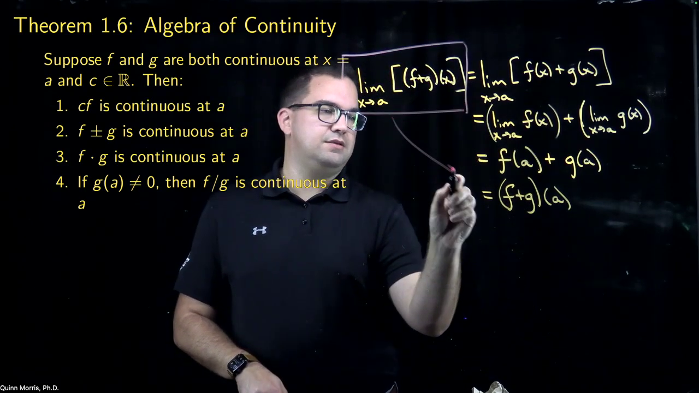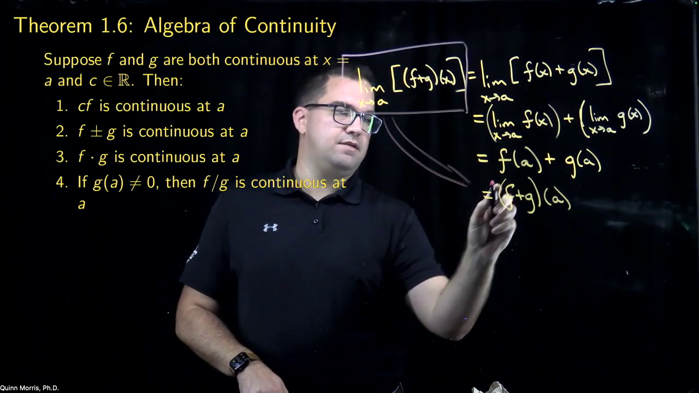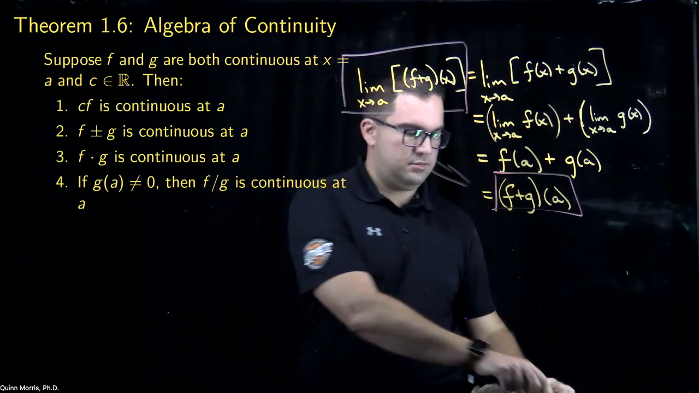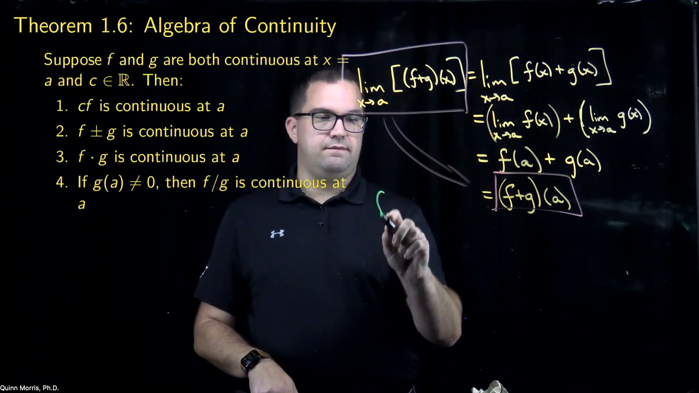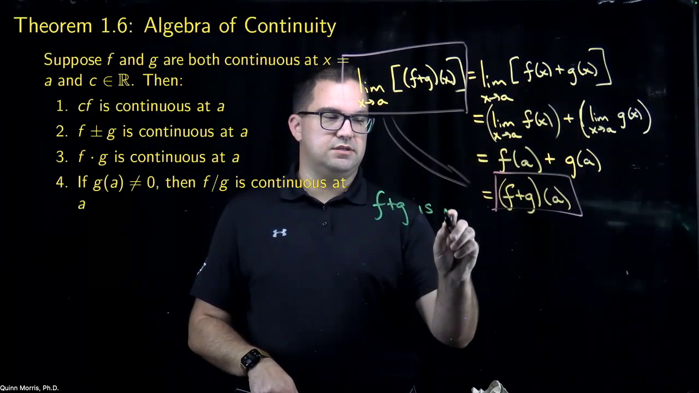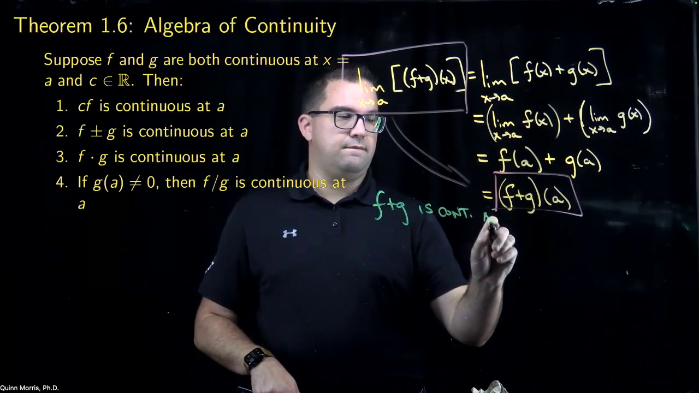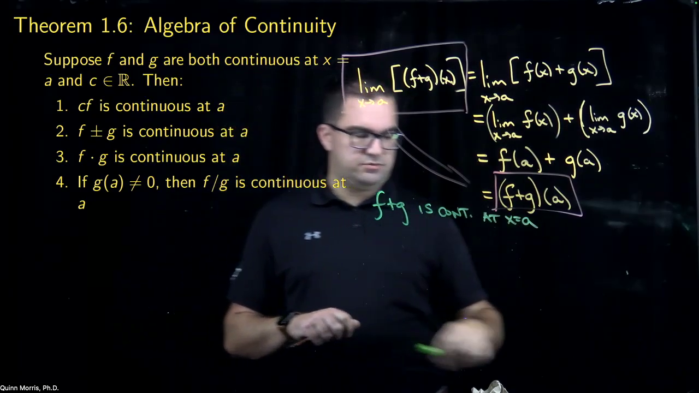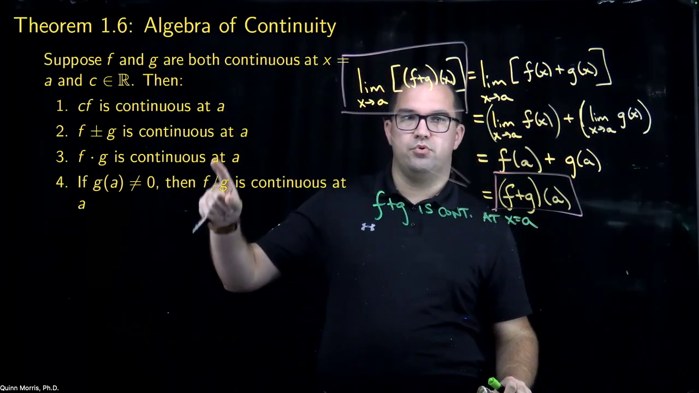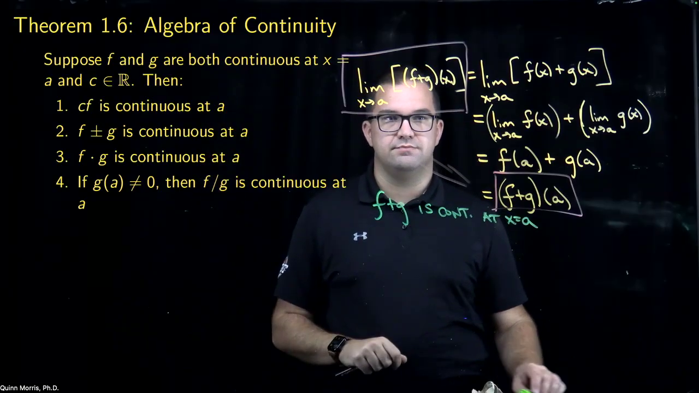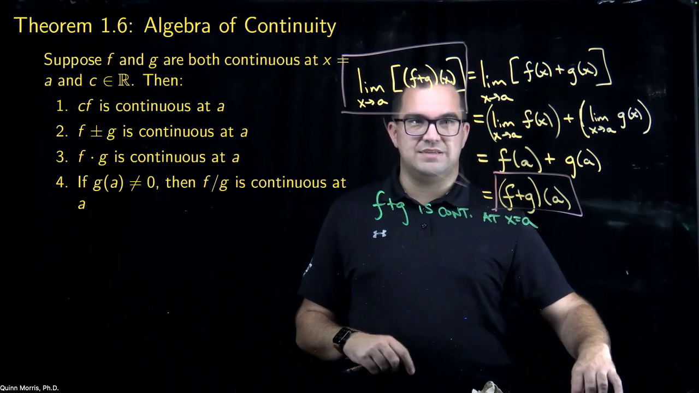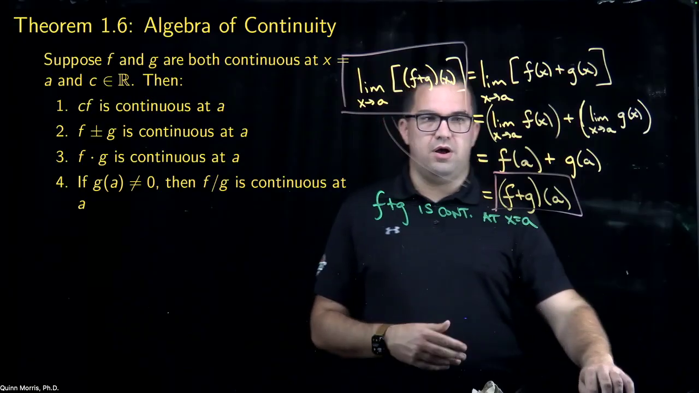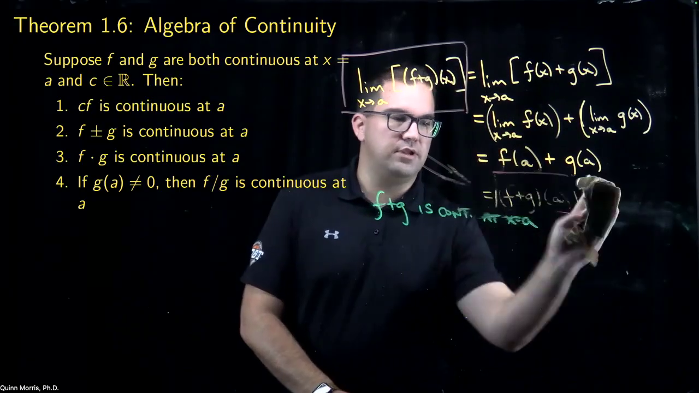is show that this is equal to this, which shows that f plus g is continuous at x equal to a. You can repeat almost word for word this argument to prove any of these other properties, right? So my point is that all of these algebra of continuity properties just follow directly from the algebra of limits properties.